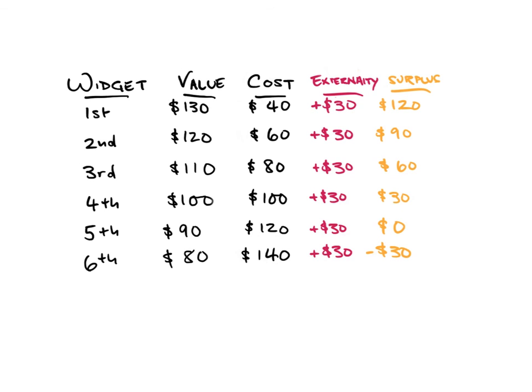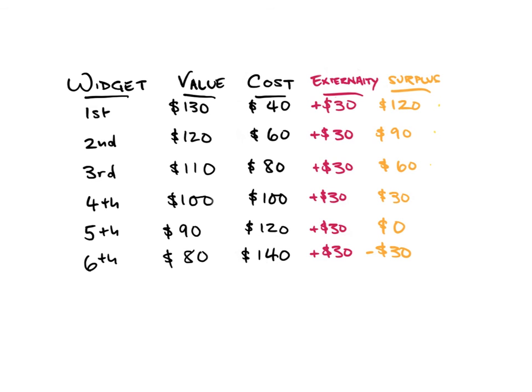Here's the total surplus generated. Wait, 120? 160? Yeah, it was 120. I'm sorry, my math was wrong in the last slide. So the first widget produces $120 of total surplus. Second, 90, and so forth. Here's that complete table.